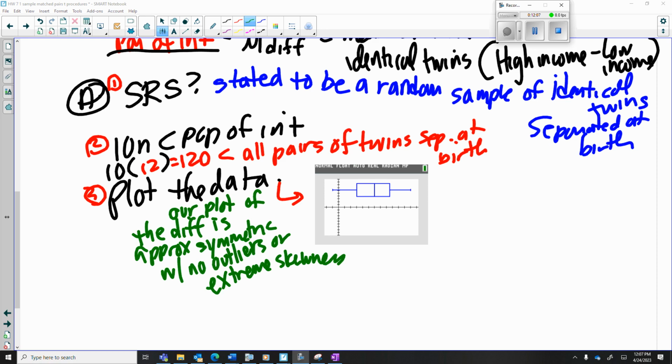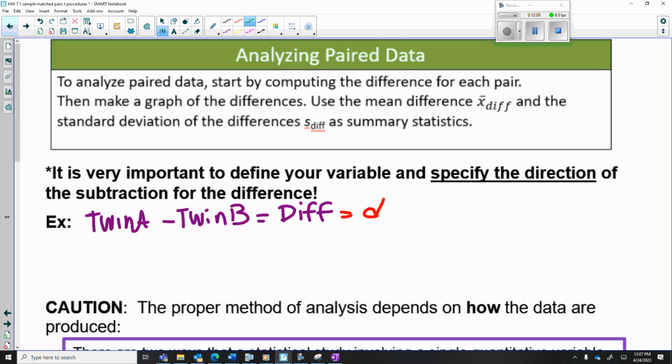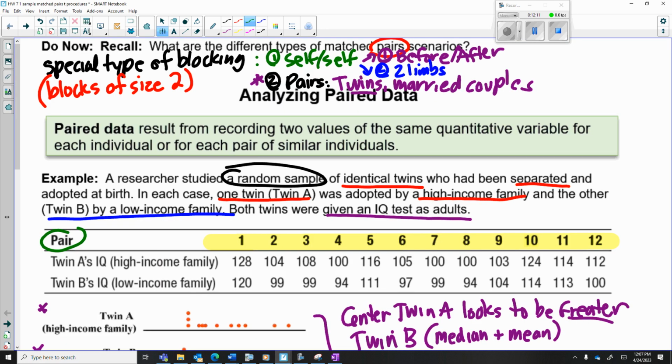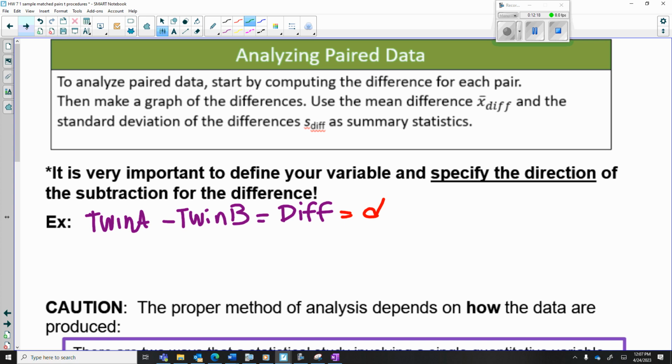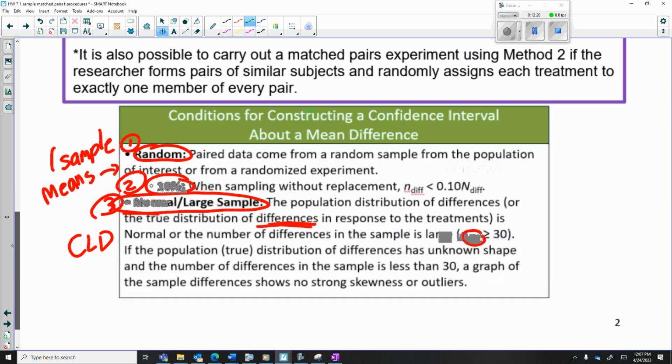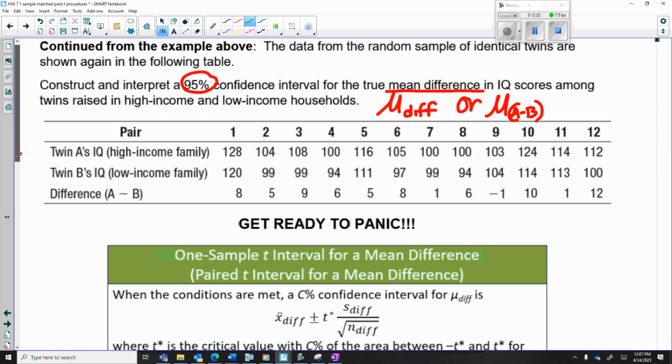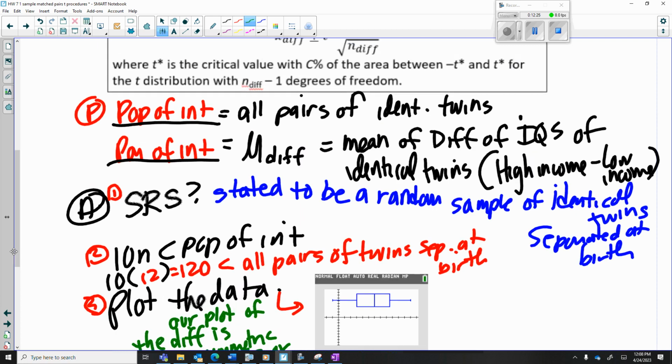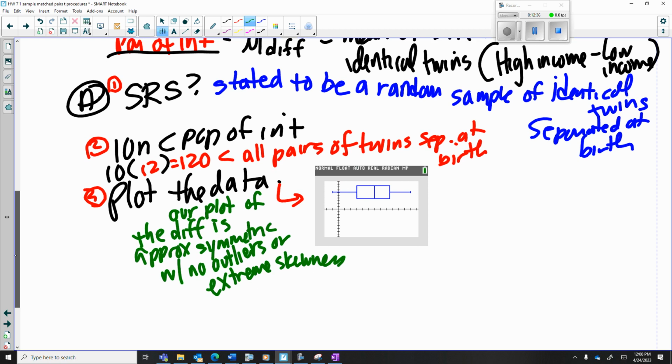So I did look back at my population, and it did say that it was stated to be twins taken from those who have been separated at birth, a random sample of identical twins who have been taken from twins who have been separated at birth. So the population of interest is all identical twins who have been separated at birth. Okay. And then we have over here, it said it was an SRS because they said that it was a random sample, so that's met.